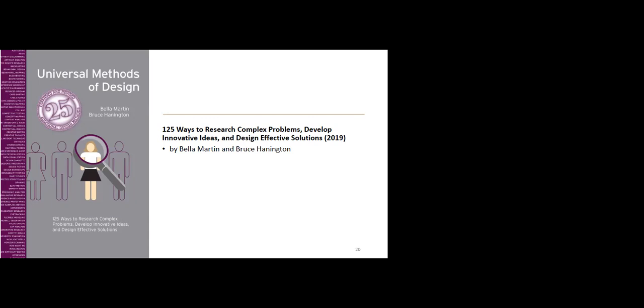And this book, Universal Methods of Design, it's 125 ways to research complex problems, develop innovative ideas, and design effective solutions, is a fantastic book that has so many great ideas of how to go about designing, getting information, organizing your information, all this stuff. So I highly recommend this book. I've used it a ton over the years. So I'll send all this information to Mira afterwards. So jumping right in.